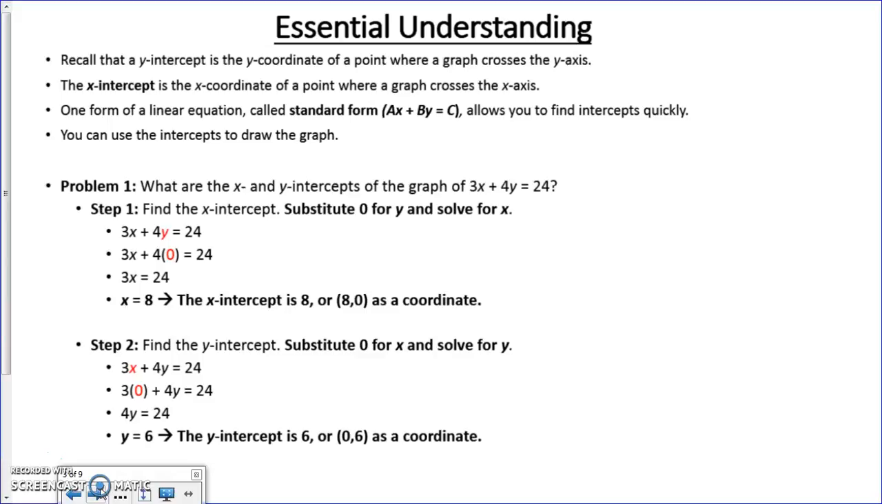Problem 1. What are the x and y intercepts of the graph of 3x plus 4y equals 24? Step 1. Let's find the x-intercept. To do so, you are going to substitute 0 for y and solve for x.